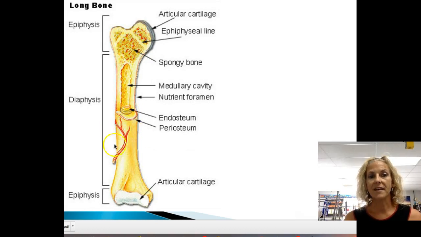The whole bone is covered with a tissue called periosteum, and inside the canal is covered with a tissue called endosteum. So endo is within or inner, and oste, bone, eum are tissue or structures. So it's literally the tissue inside the bone. And then peri means around, oste, bone, eum, tissue. So again, literally it's the tissue around the bone.